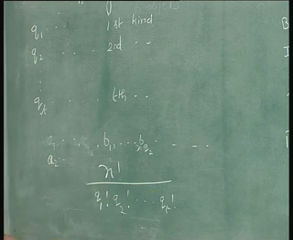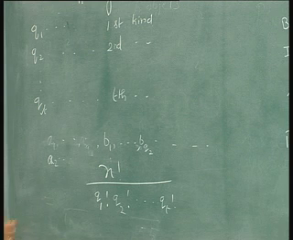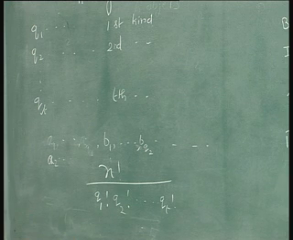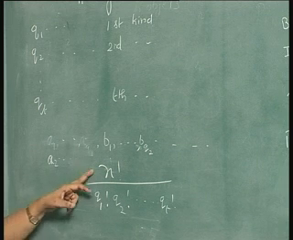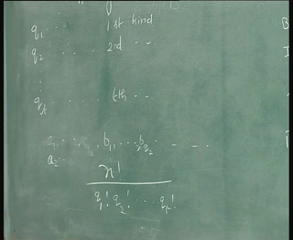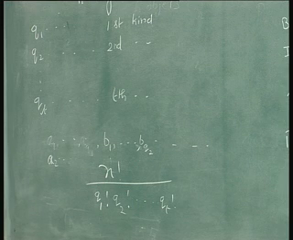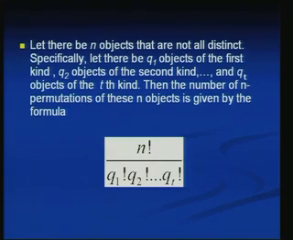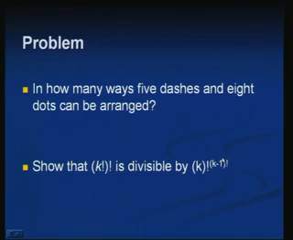So, the number of ways of arranging n objects when the objects are all not distinct, and where q1 of them are of the first kind, q2 of them are of the second kind and qt of them are of the tth kind, is given by n factorial by q1 factorial, q2 factorial, up to qt factorial. This is the formula. Okay. Let us do a problem under this.